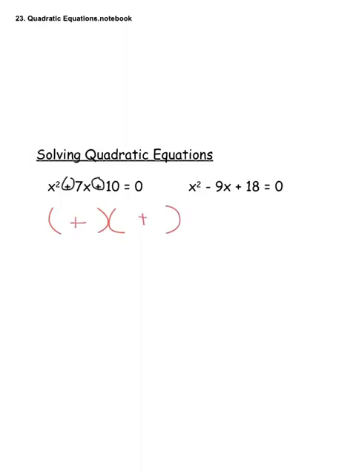We're looking for two things that multiply to make 10, but add together to make 7. Okay, so two things that times together to make 10, add together to make 7. That's going to be 2 and 5. And x go in our first position. Okay, so that's equal to 0.